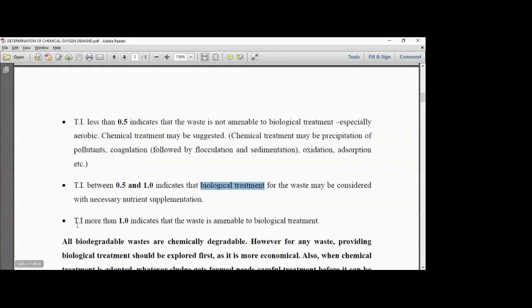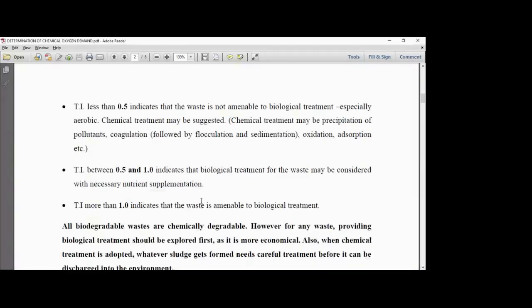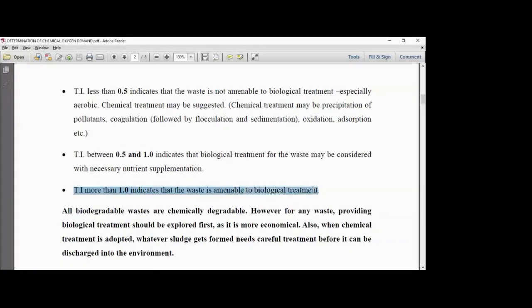What if my TI value is more than 1? If my TI value is more than 1, that means that my organic content is more than the inorganic content. And what will happen if my organic content is more? My waste is amenable to biological treatment. That means, amenable matlab kya? What is amenable? Amenable means suitable, right? So it is suitable to biological treatment. Here we got not amenable, which means it is not suitable to biological treatment.